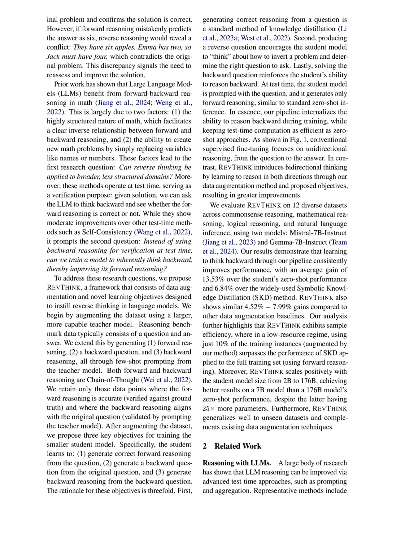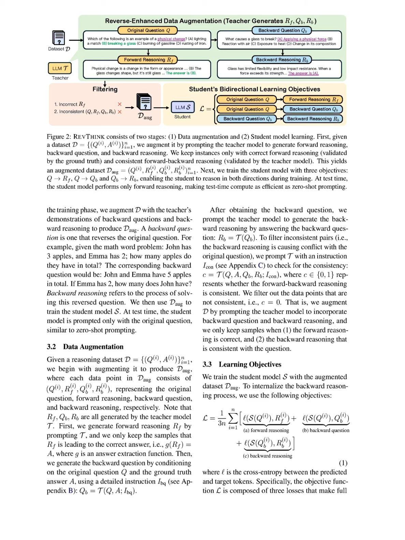REVTHINK operates through a structured methodology that includes data augmentation and specific training objectives. First, it begins with a dataset of questions and answers, which is augmented using a teacher model to create a new dataset, D_Augmented. This augmented dataset consists of 4 components for each sample: the original question, Q, forward reasoning, R_F, a backward question, Q_B, and backward reasoning, R_B.